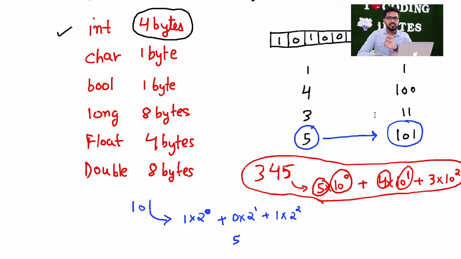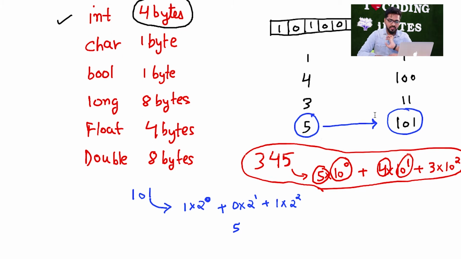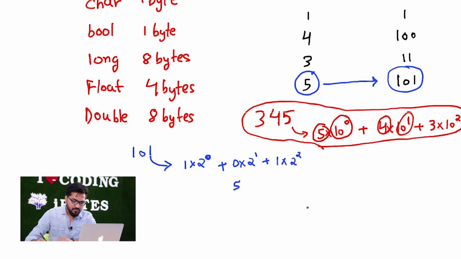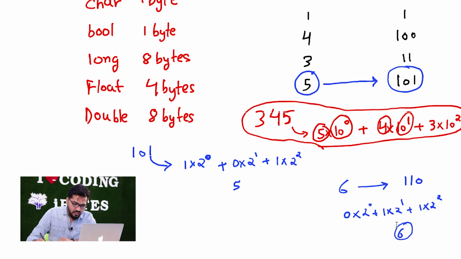Similarly, every integer has a unique binary code, right? So if I have a number, let's say 6, it is going to be 110, right? Which means 0 into 2 to the power 0 plus 1 into 2 to the power 1 plus 1 into 2 to the power 2, so that is 6. Okay, so this is how we have converted 6 to 110.